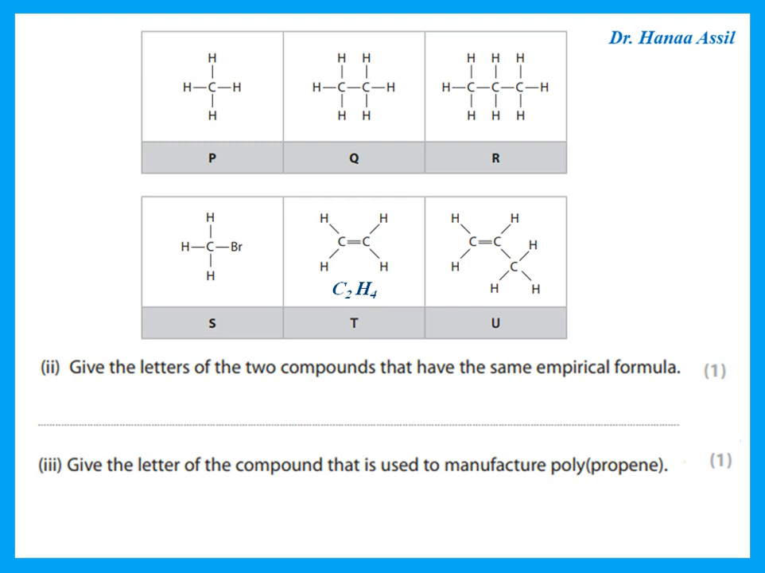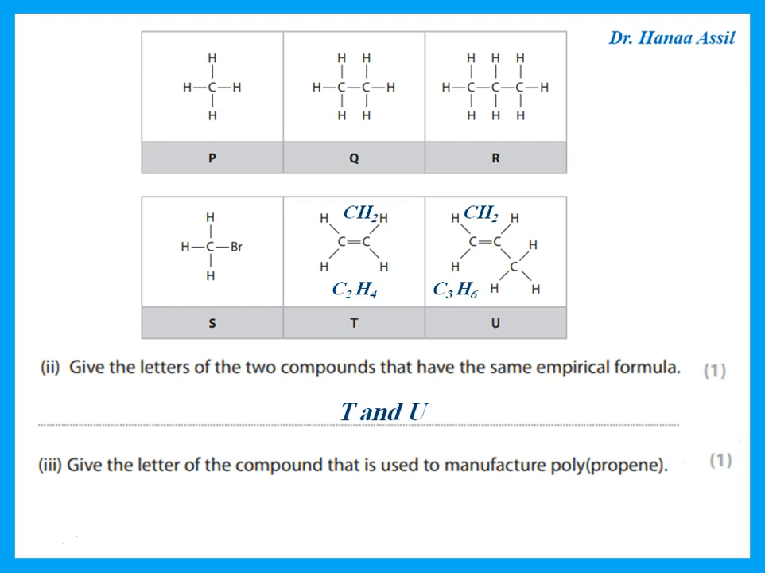T is an alkene. Its molecular formula is C2H4. So if I simplify it, it becomes CH2. So its empirical formula is CH2. Now let's look at U. U is C3H6. So if we simplify it, again, its empirical formula is CH2. So these 2 compounds have the same empirical formula.